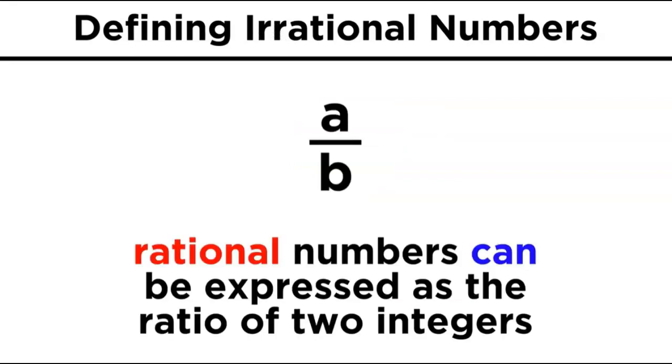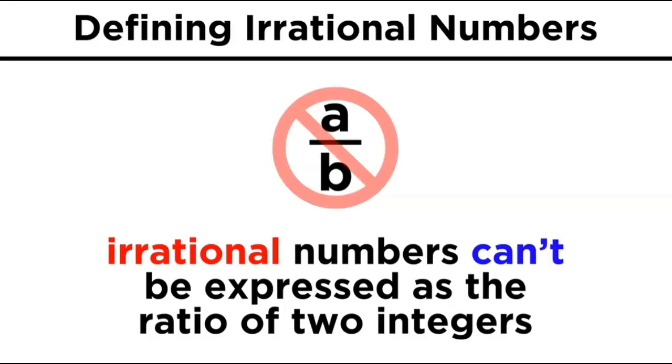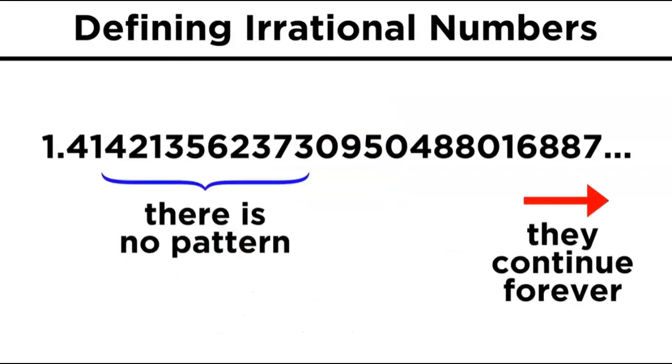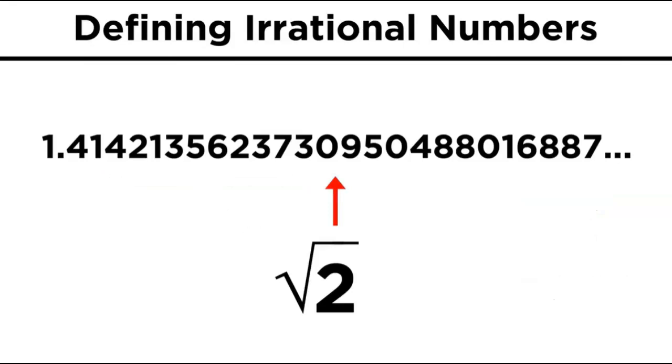Given the definition of a rational number, clearly an irrational number is one that can't be expressed as the ratio of two integers. But what could these numbers be? Irrational numbers are ones that have non-repeating decimals that are non-terminating, meaning they continue forever with no pattern. The square root of 2 is such a number.